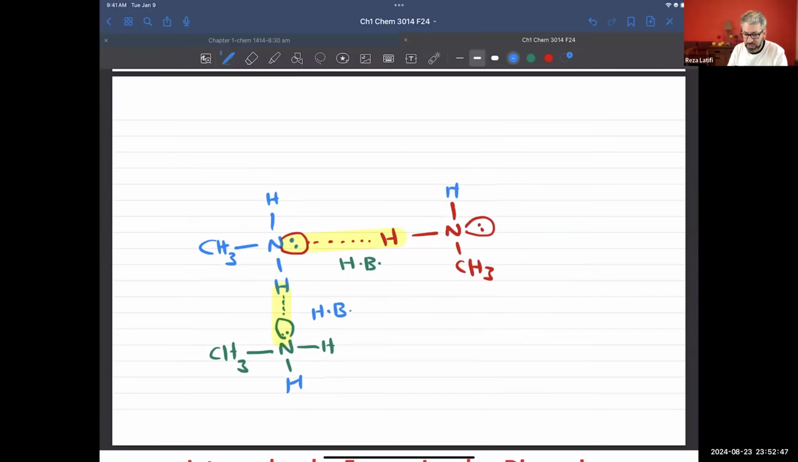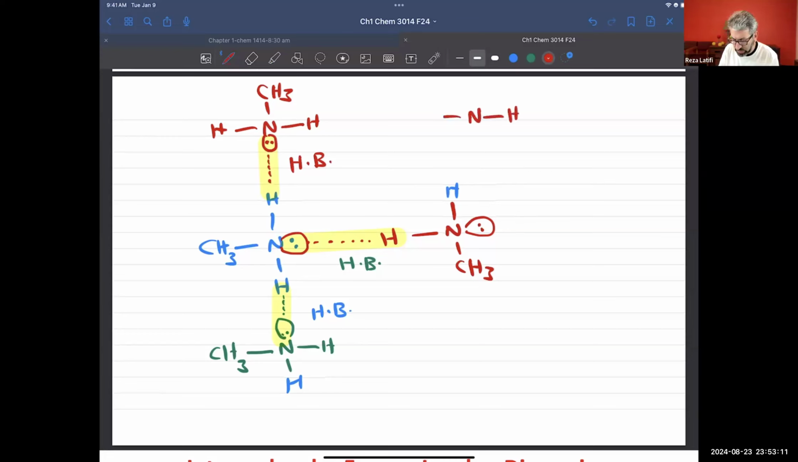Now I can have interaction with the nitrogen that has a lone pair. And here we have hydrogen, and that CH3. Okay, so I managed to get the third hydrogen bonding. So technically, one nitrogen with two hydrogens and a lone pair is capable of generating three hydrogen bondings.